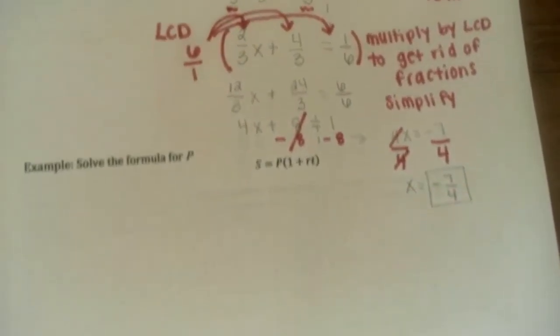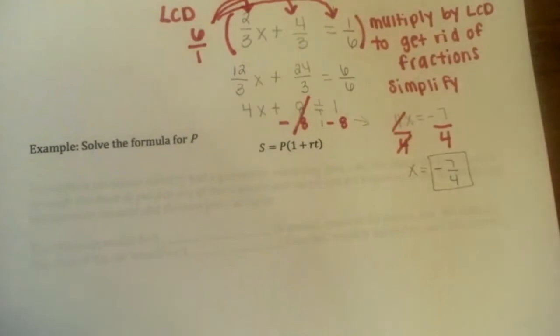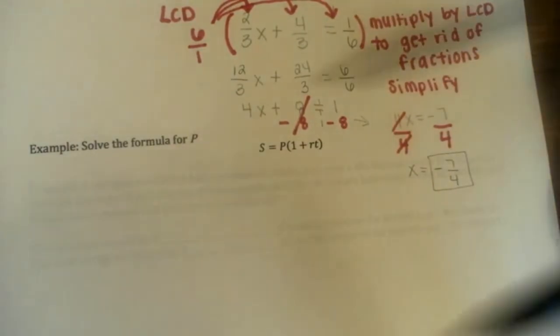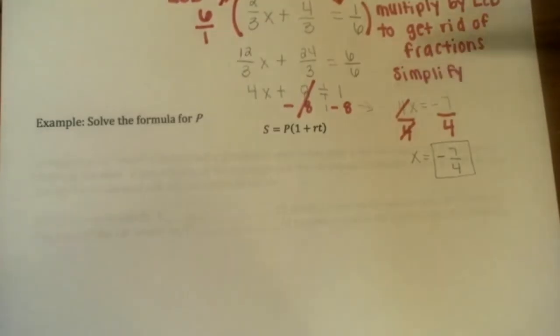Negative 7 over 4. So same thing as usual, we just had that one extra step of getting rid of our fractions. All right, let's do a couple other equations. So now that we're getting more used to solving equations with numbers, let's throw a wrench in it. Let's solve equations using letters. Same exact thing. So people see this and get freaked out. We're doing the same thing, so don't get freaked out.